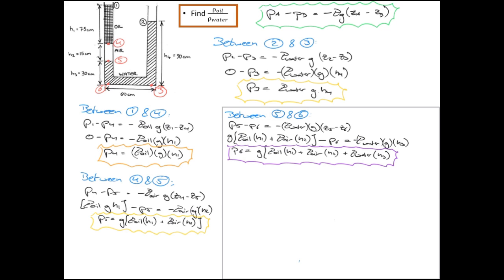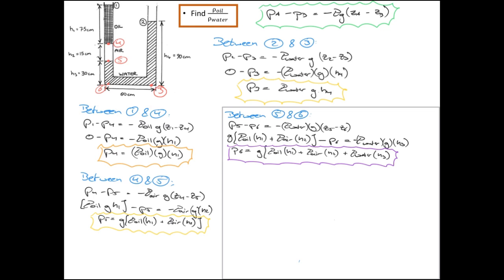So doing this allows us to isolate an expression for the pressure at point 6, which is equal to the acceleration due to gravity multiplied by the density of the oil multiplied by H1 plus the density of the air multiplied by H2 plus the density of the water multiplied by H3. So now we have expressions for the pressures within the system at all these different points 1 to 6.